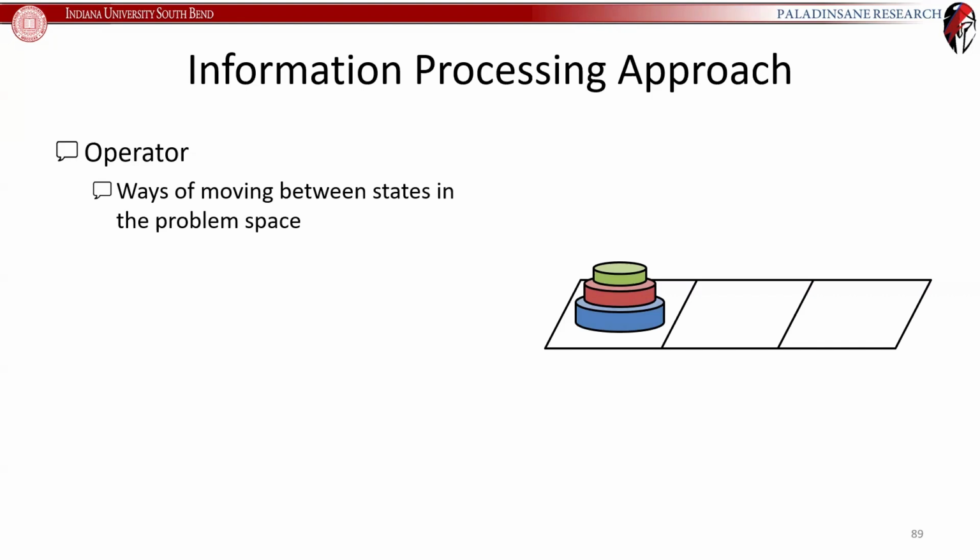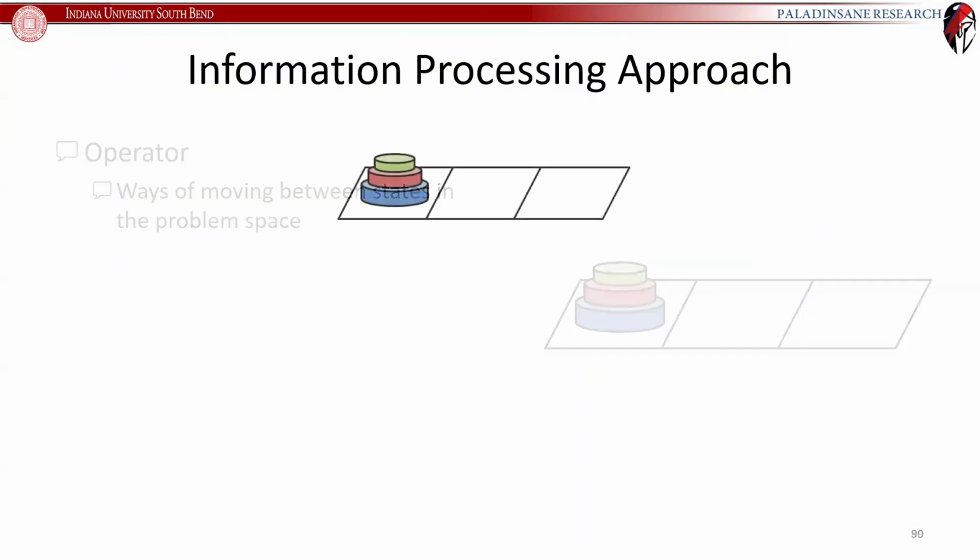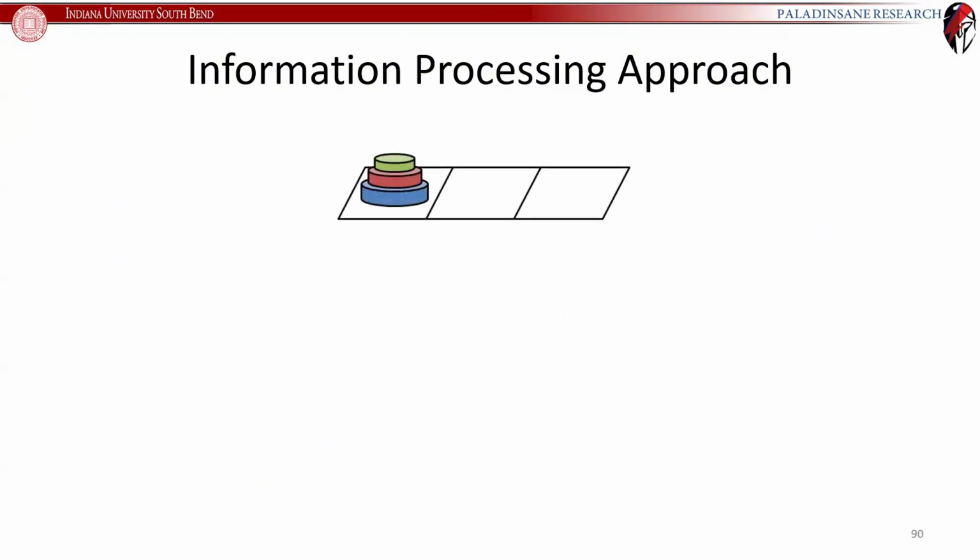An easy way to think about it is that these are the legal moves that you can make to go from one state to another state. So this is how you move between different states. You basically operate between one state and the next state. It's a way of moving between those states. So let's take a look at this in a more visual way. So we have our initial state right here. And from that initial state, we can apply the operator of move the top disk to the second space.